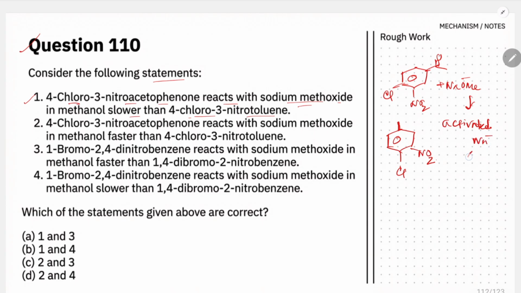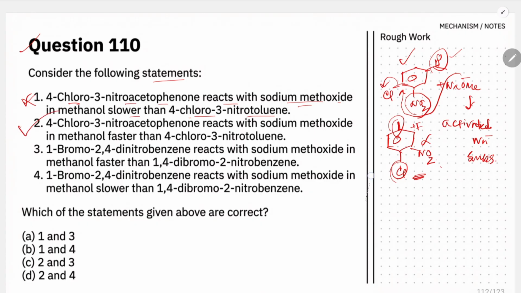Now the thing is that this is a kind of activated nucleophilic substitution reaction. Nu minus substitution. So what will happen? This will attack this position and this chlorine will get substituted, and the ring is activated by this electron withdrawing group. So the rate is faster for this than this, because this toluene is deactivating the ring, and this methyl will be pushing electron density by plus I effect. So the substitution is slower for this case. So the first statement is wrong. The second statement is right.